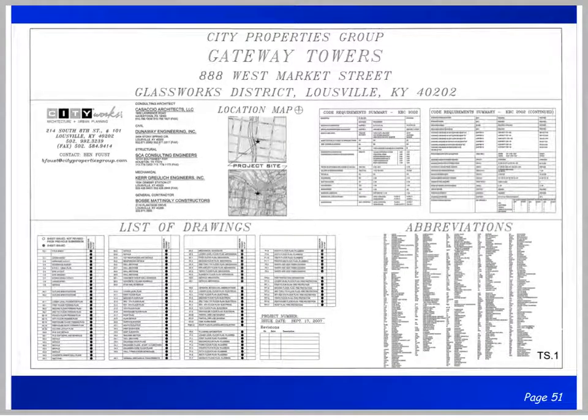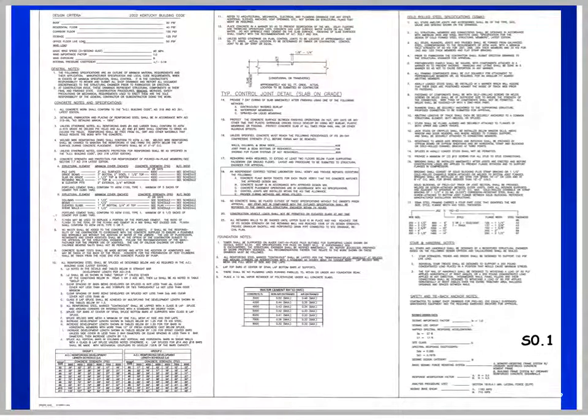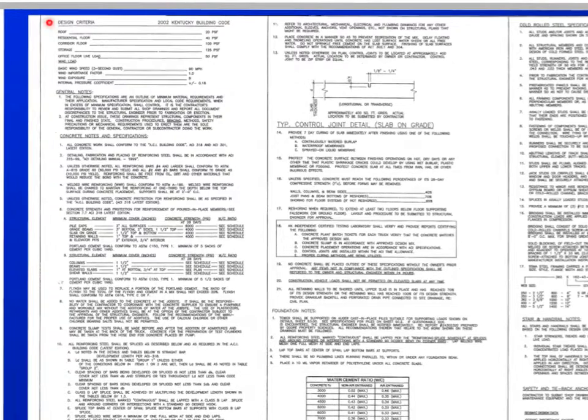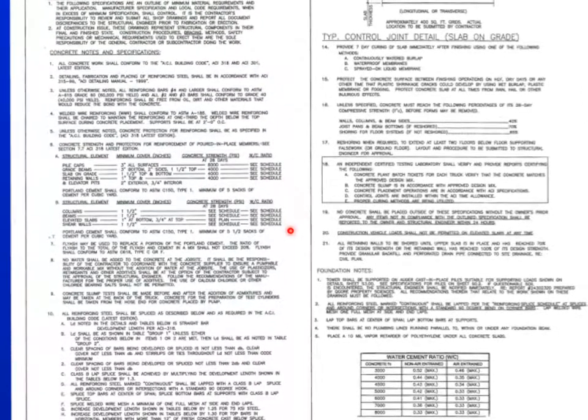Okay, back to the Gateway Tower drawings. Most structural drawings will start off with a general notes page, a page that contains information such as design criteria, concrete notes like PSI of concrete, minimum coverage of rebar, typical joint information, and structural steel framing notes. A lot of information about the specifications can be gathered here.